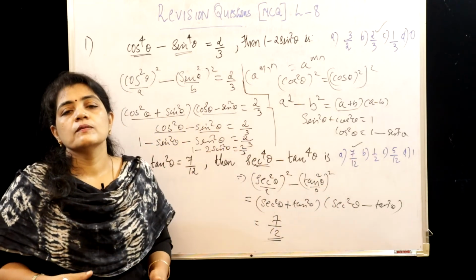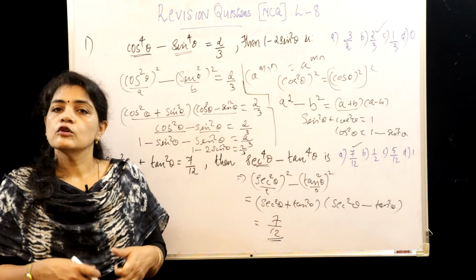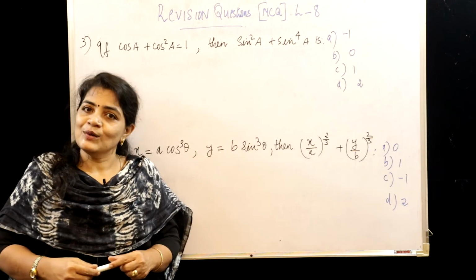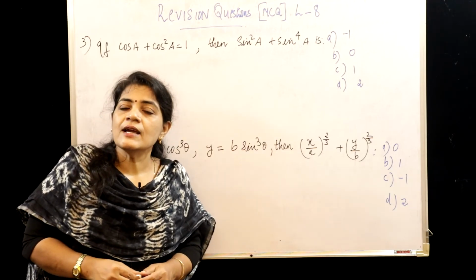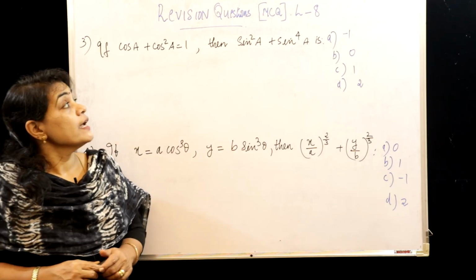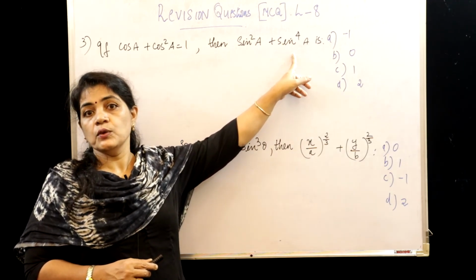These two problems are of the same kind, so do practice it. Now we are moving to the third question. If cos A plus cos square A equals 1, what will be sin square A plus sin raised to 4A?